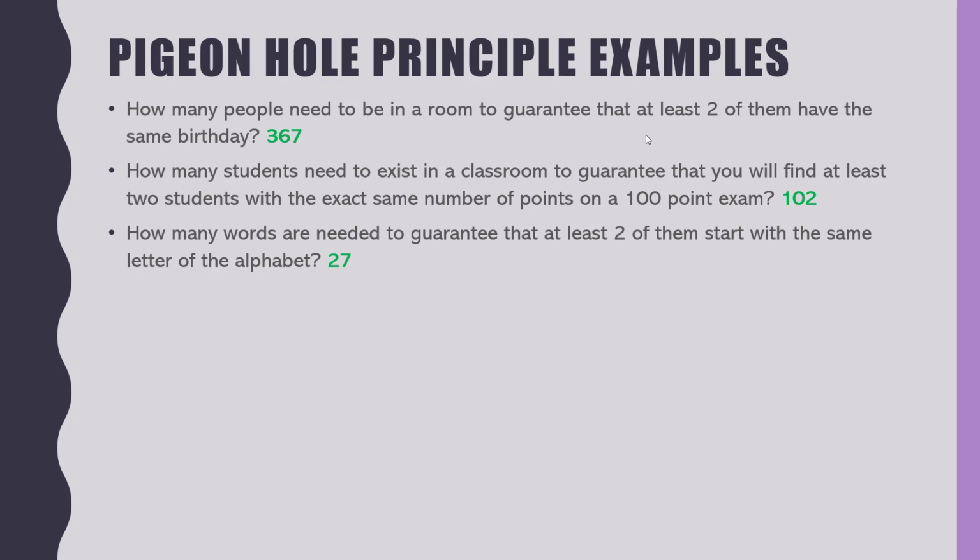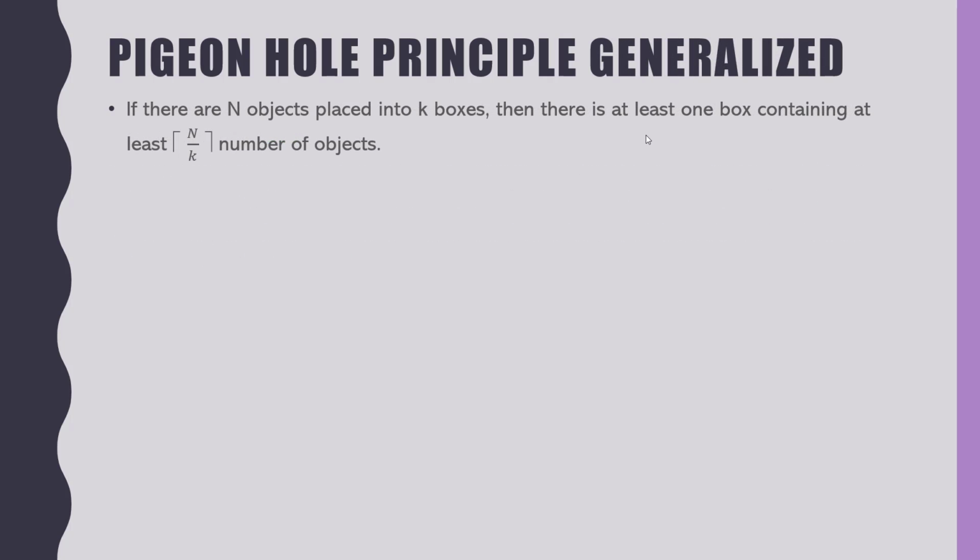Dig it? That's pigeonhole stuff, okay? All right, so here's the generalized formula for this. If there are n objects, so n pigeons, placed into k pigeonholes or boxes, then there is at least one box containing at least the ceiling of n divided by k, right? That's what the little bracket thing is, the ceiling.